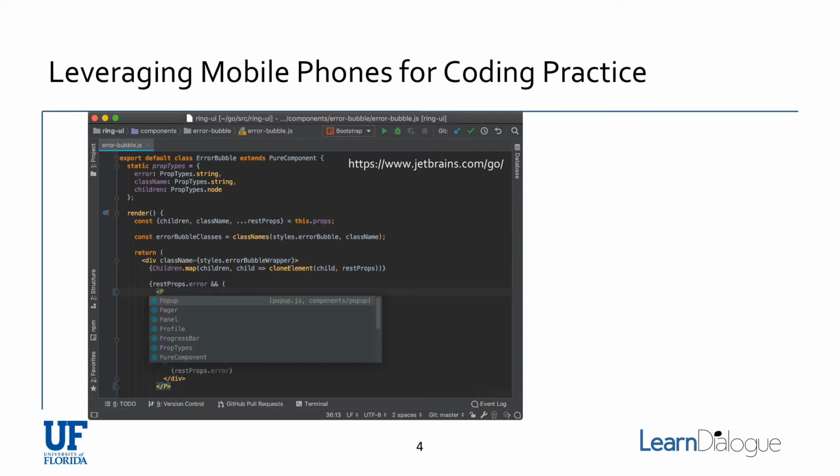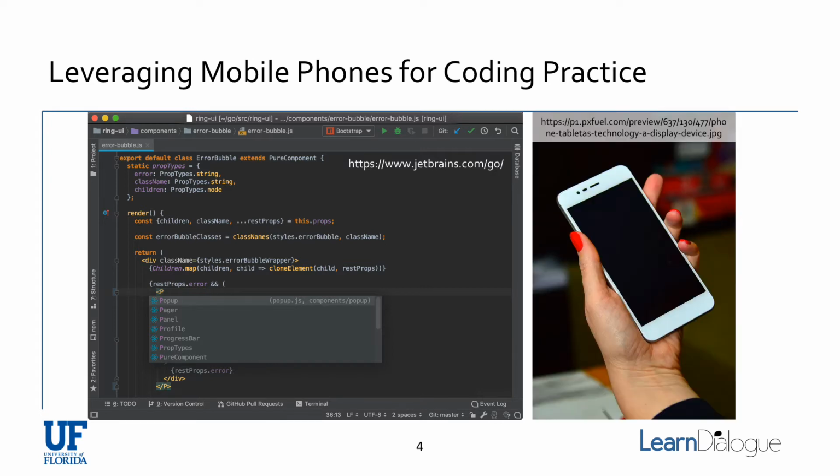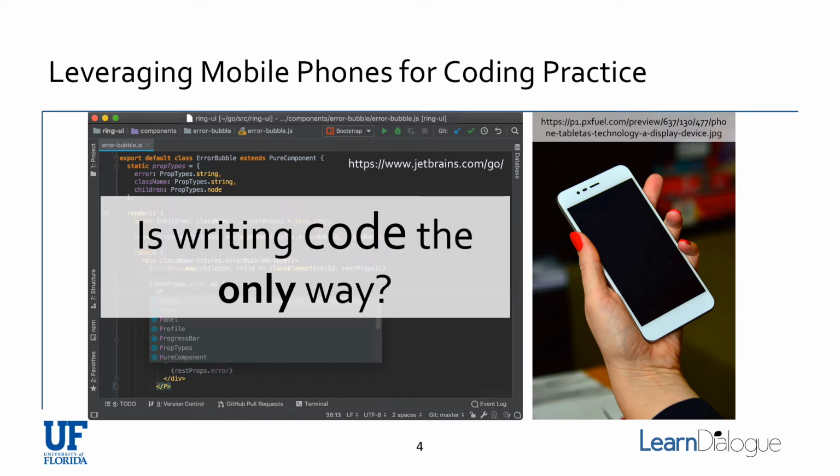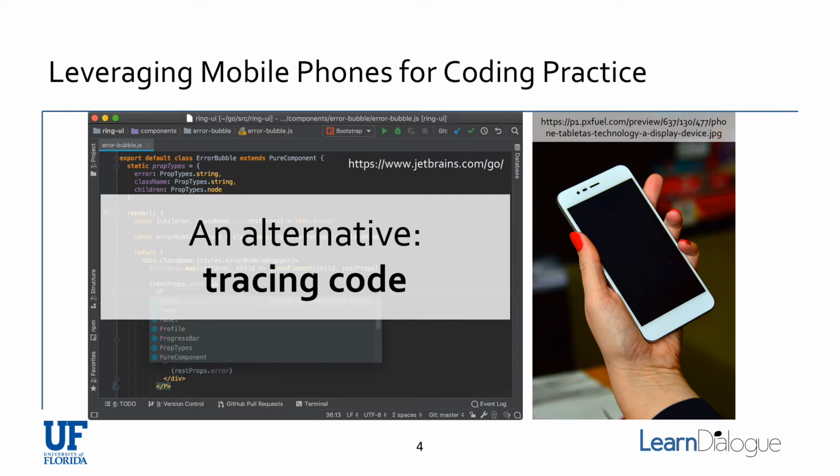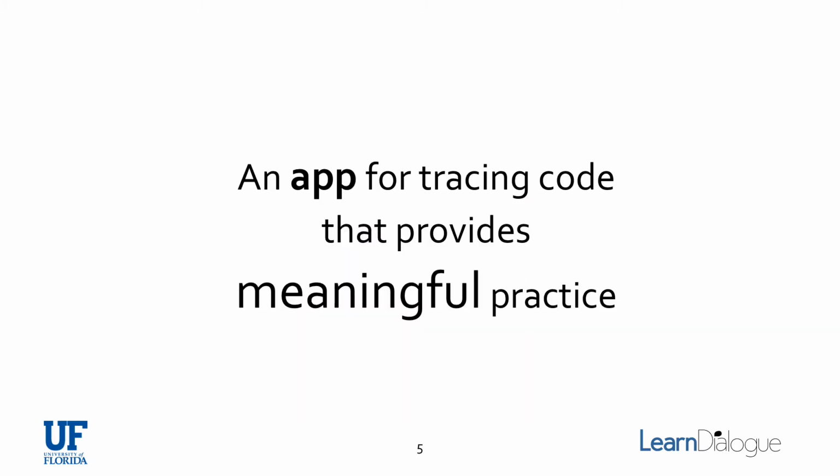So, how should we leverage mobile phones for coding practice? Traditionally, students write out code to learn programming using some kind of text editor or IDE, as you see here. Doing the same on a mobile device doesn't seem practical. So what else can we do? Previous research has shown that tracing code is another method students can use to learn, and that it is common for beginners to trace code before writing out code. With that in mind, we set out to develop an app that provides meaningful Java practice via tracing code.